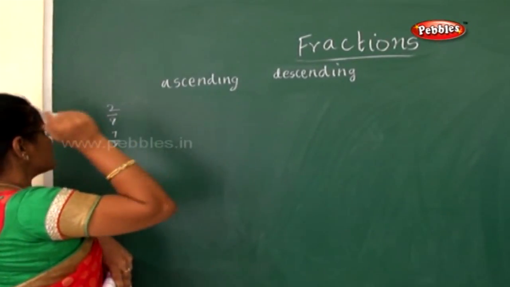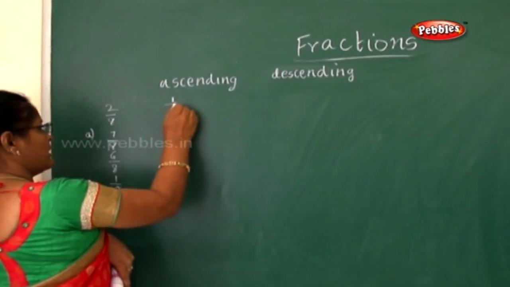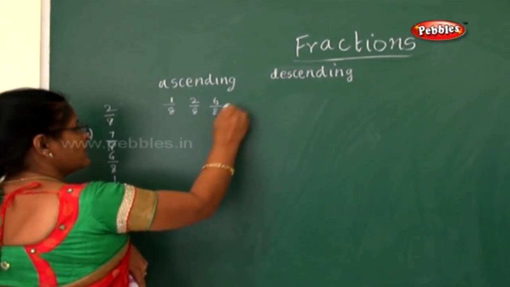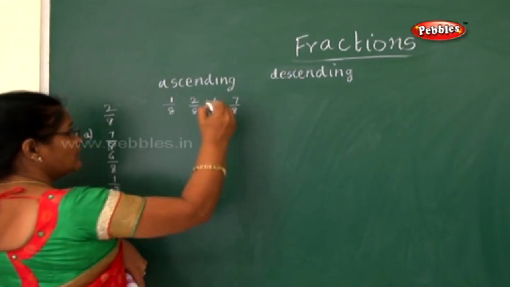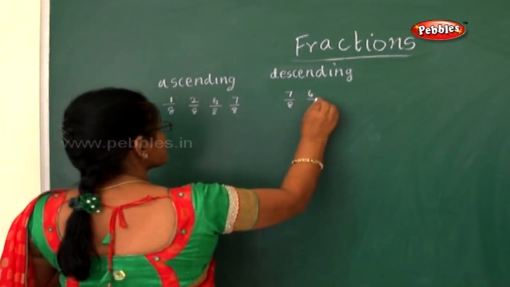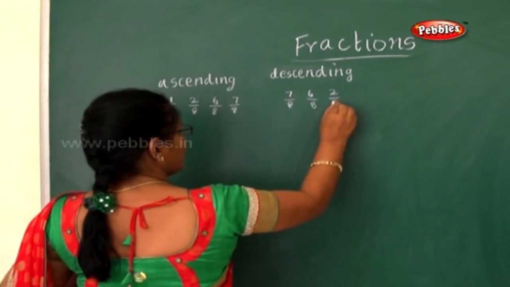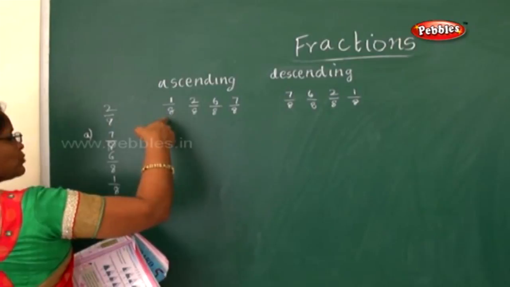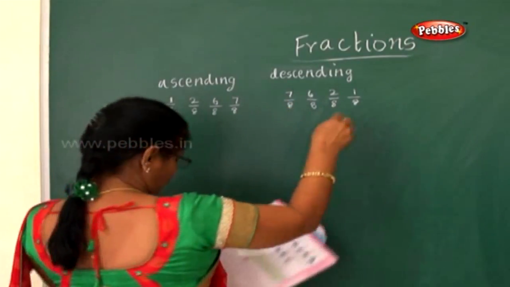Now how will you write in ascending order? It is 1 by 8, 2 by 8, 6 by 8 and 7 by 8. Now how will you write in descending order? 7 by 8, 6 by 8, 2 by 8 and 1 by 8. So ascending is from small to big and descending is from big to small.